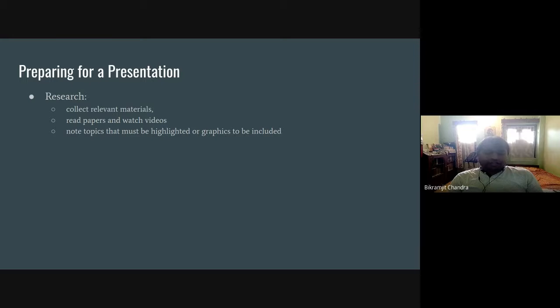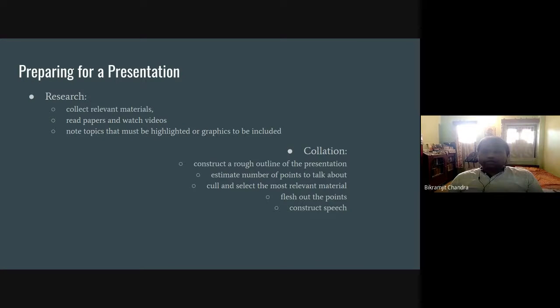Once you do your research and you collect your materials, you want to do a collation. Collation means that you pare down whatever you want to put in. You basically do a rough outline of your presentation. You decide how many points you want to talk about, because you guys have only 15 to 20 minutes. So you'll have to estimate how many points there are. You select only the material that is important, and then you construct your speech, okay?